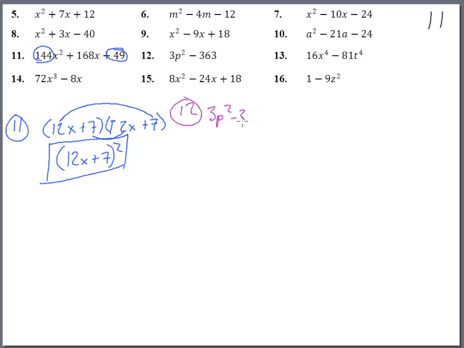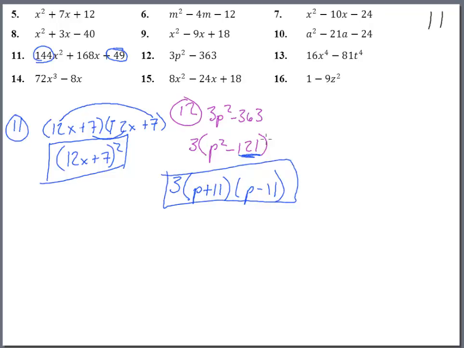3p squared minus 363. And what do we get here? I think we can pull a 3 out of that. Always check to see if we have the greatest common factor. That's p squared minus 121. Ooh, 121, that's one of those special numbers right there. That's a perfect square. So this is a difference of squares, 3. And then we will get p plus 11, p minus 11. Let's make sure these guys are conjugates, so when they multiply we have no middle term coming out. Difference of squares. And then make sure that 3 sits out there in front.